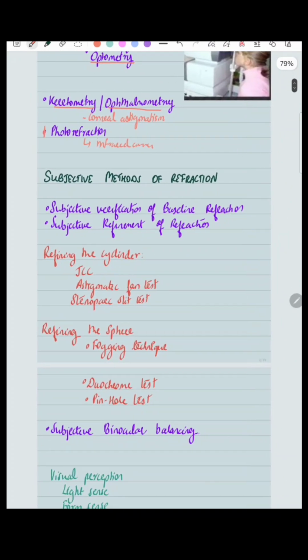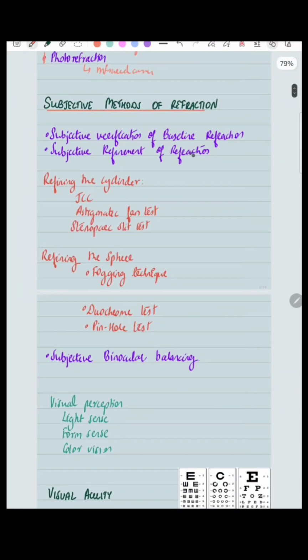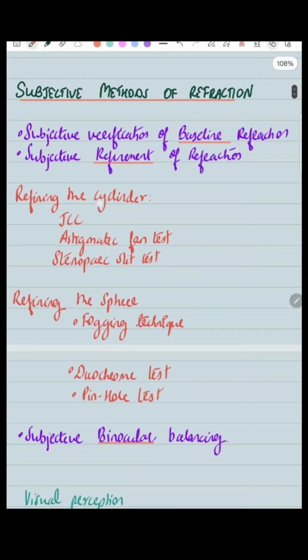Next are the subjective methods of refraction. In subjective methods of refraction, we have subjective verification of baseline refraction, subjective refinement of refraction and subjective binocular balancing. In refinement, we can refine the cylinder and the sphere. For refining the cylinder, we use the Jackson cross cylinder test.